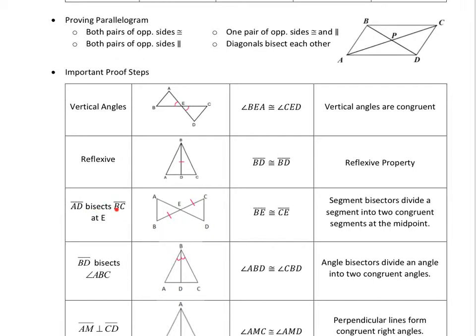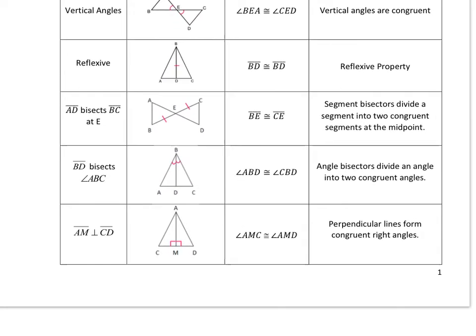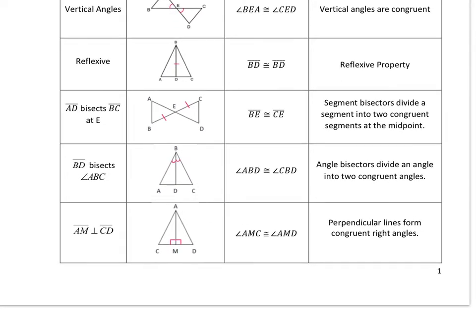Next we have a bisector. AD bisects BC at E. Bisectors cut segments in half. So these 2 segments, BE and CE, are congruent because of this definition over here to your right-hand side. Next, we have BD bisects an angle. An angle is cut in half to create 2 congruent angles. So we state those angles are congruent, and then our reason again over here on your right-hand side.